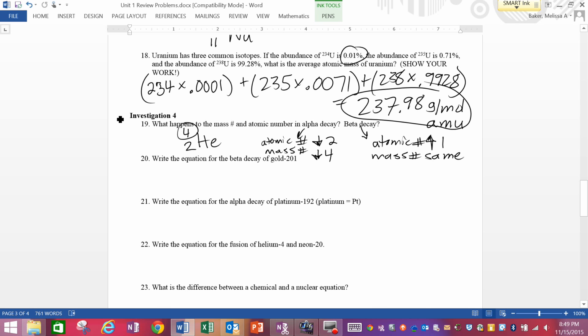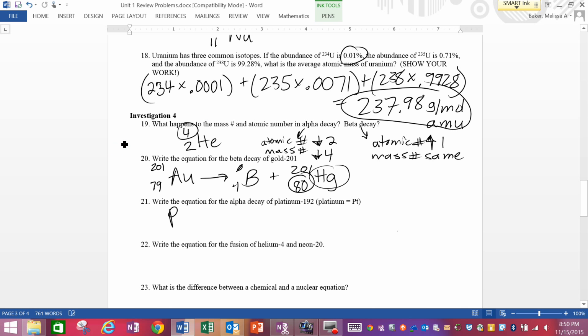So how about writing out these equations again? Gold 201. Gold is number 79. So if this undergoes a beta decay, we draw the little beta symbol. We know the mass is going to stay 201, but the atomic number in the beta decay goes up by 1. So now this is a mercury. You have to look at the periodic table and figure out what the new symbol is that you need to write there.